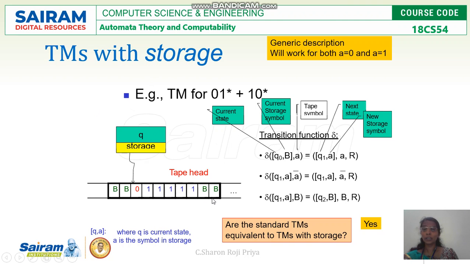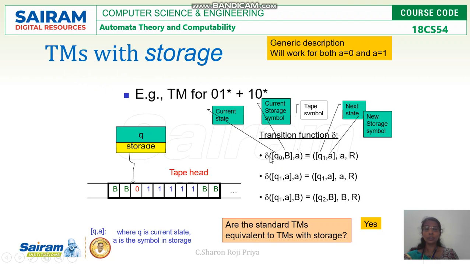So this is my Turing machine. I can design a Turing machine with a storage. In this storage, I can put my first symbol so that my Turing machine can remember it. Here is the tape of the Turing machine, the read-write head, and I have a storage. What is the role of this storage? This storage will remember the first input symbol.